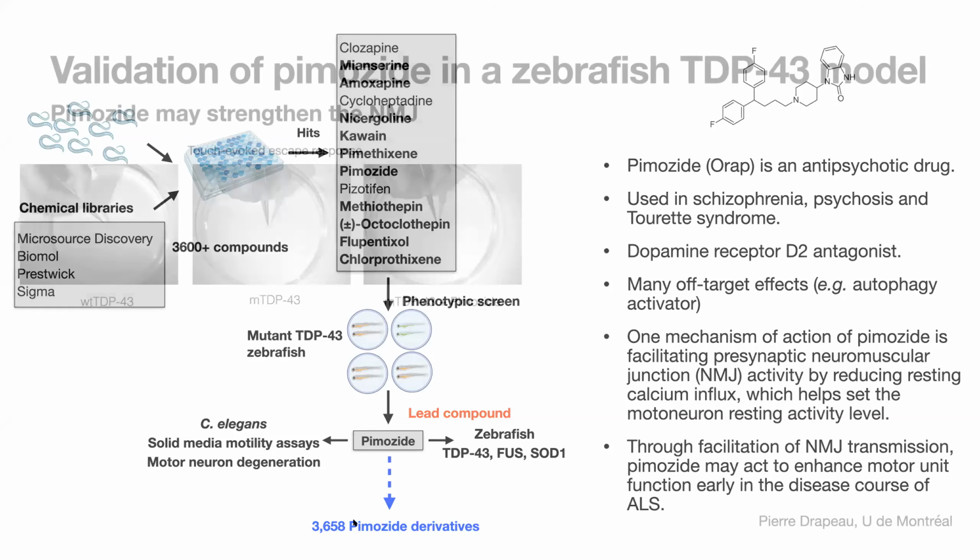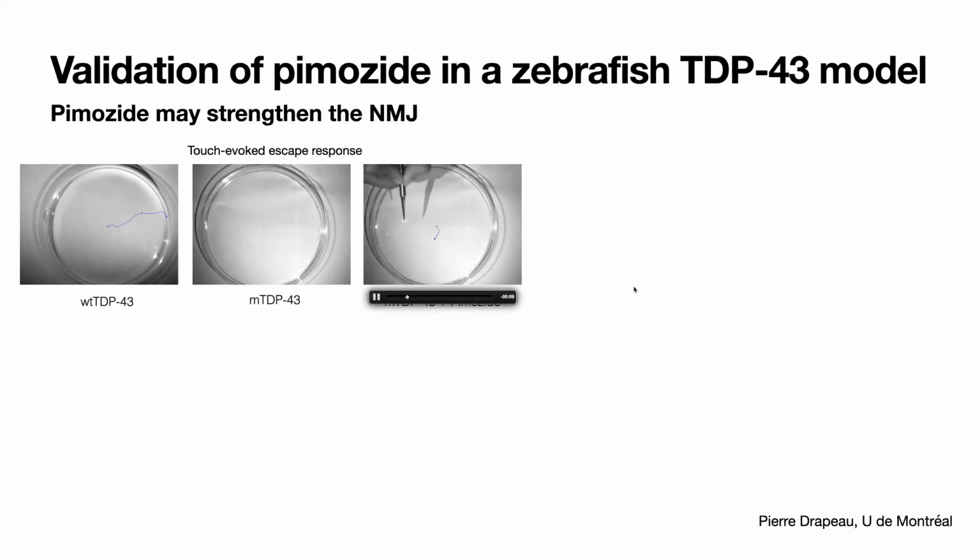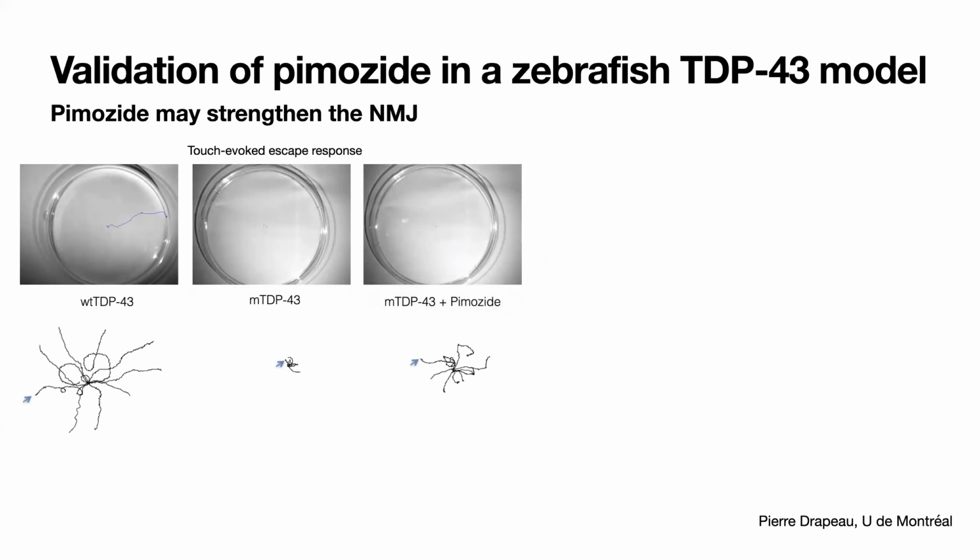Now, here's an example of validating pimozide in a zebrafish model. These are zebrafish embryos expressing wild type TDP or mutant. It's a touch-evoked escape response. If you tap it, okay, it moves. And the next one doesn't move very well and is partially rescued with pimozide. All right. And you can see this with the traces.